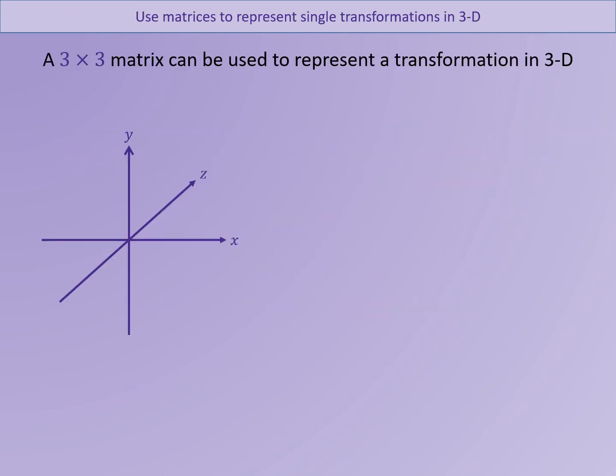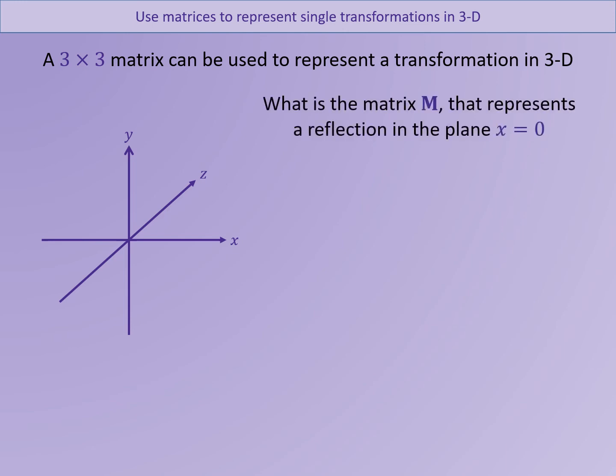Now we're going to take a look at some 3x3 matrices that represent transformations. So what is the matrix M that represents a reflection in the plane x equals 0? Now x equals 0 is sometimes referred to as the YZ plane. And you can see here, if you imagine a piece of paper that lies across Y and Z, and x is poking out at 90 degrees to both the y-axis and the z-axis there.